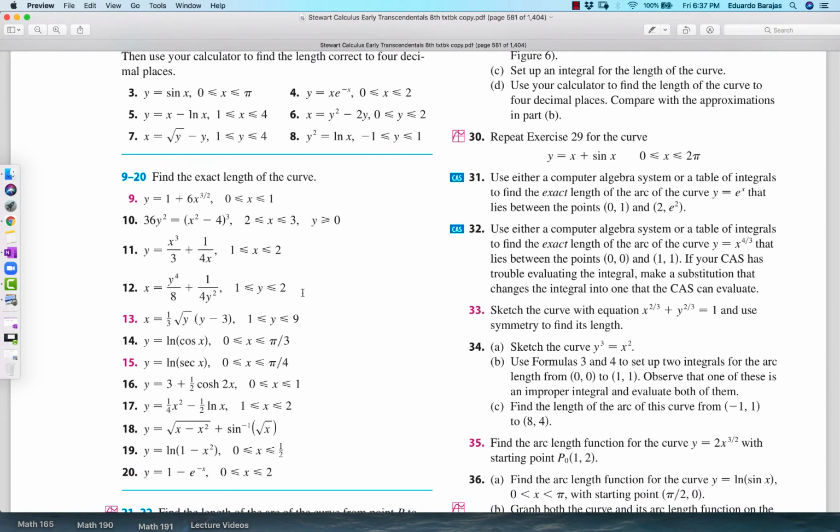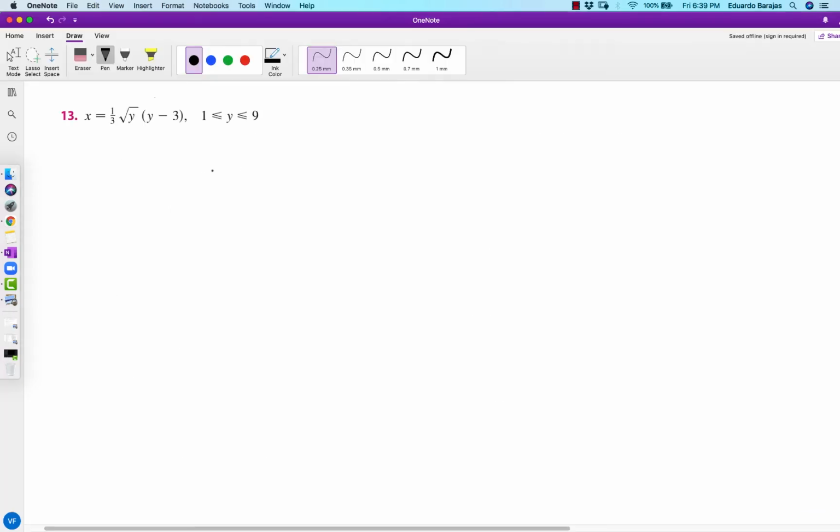Okay, find the exact length of, let's try number 13. Okay, so this equation is already given in the form where we've already solved for x, so we don't have to worry about that part. But let's simplify this a little bit. So I'm going to rewrite this as x equals 1/3 y to the 1/2 power times (y minus 3). And then distribute that, we get x equals 1/3 y to the 1/2 plus 1.